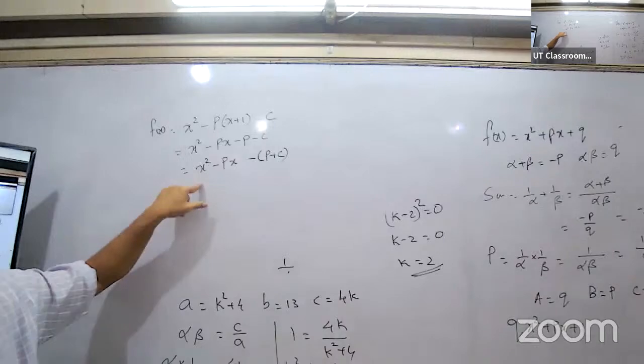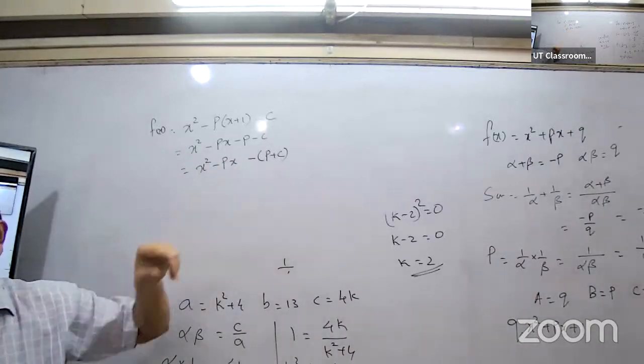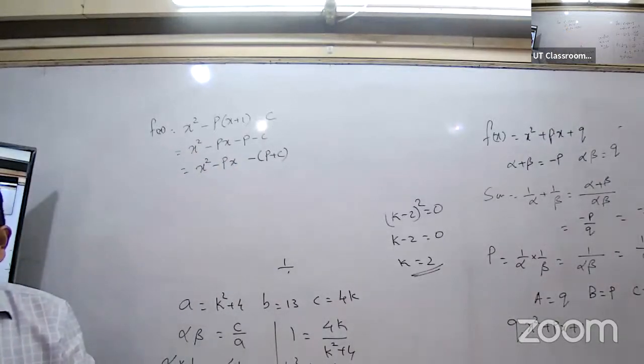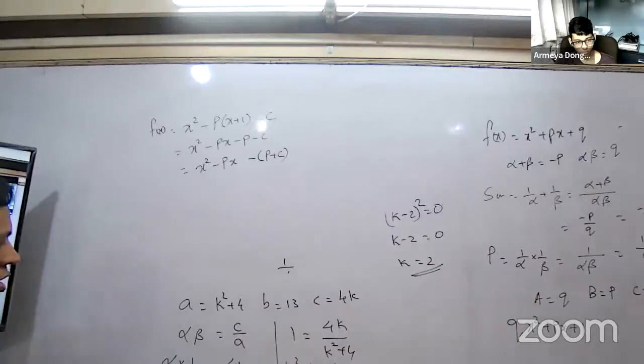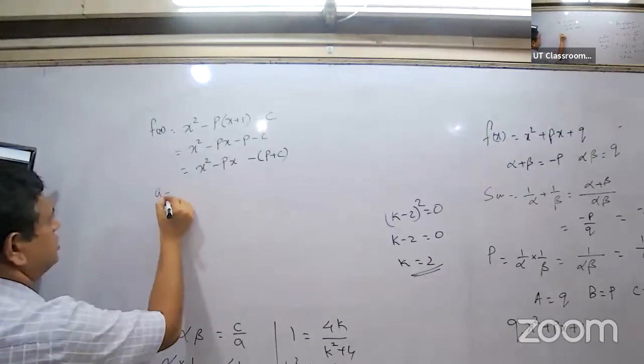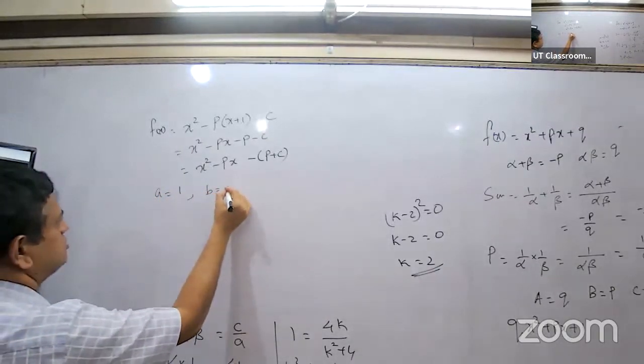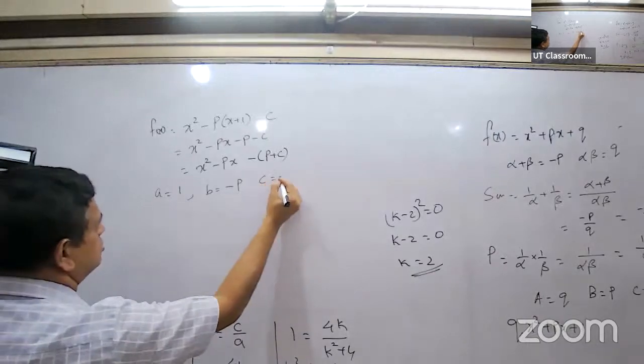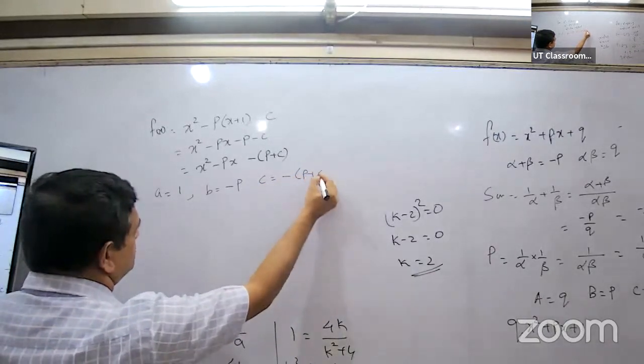This is of the form ax square plus bx plus c. Are you followed, my dear child? Yes, sir. Okay, then as you said, this much is got it. So here, what is A? A is 1. B is equal to how much? Minus P. C is equal to how much? Minus of P plus C.